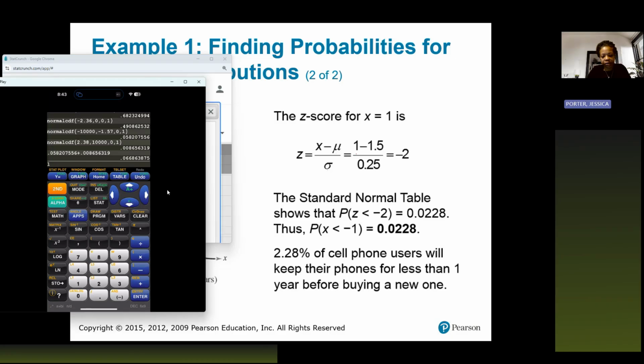In our handy dandy calculator, I just want this normal CDF function. The lower bound is that -10,000, right? Because you're looking for everything to the left of 1. The upper bound is 1. Comma. My mean is 1.5. My standard deviation is 0.25. And I get the same 0.0228.